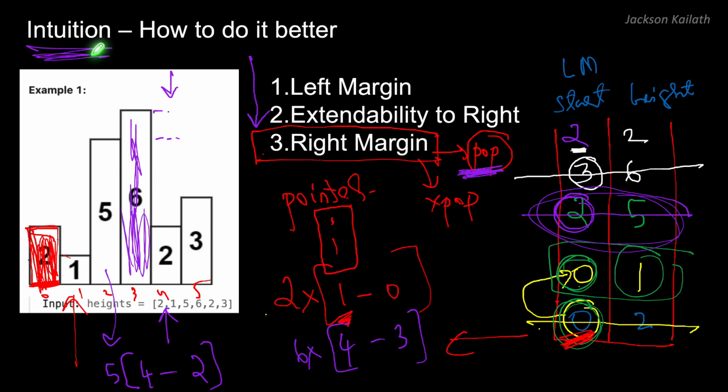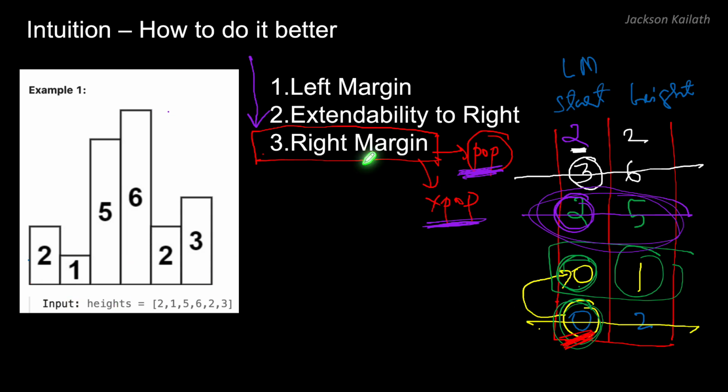Now we just have one more aspect left as part of the intuition, and then we'll have a detailed walkthrough where we will stitch all these intuitions together to come at the optimal approach for solving this question. So let's talk about this. What would be the right margin when we don't pop? Let me make some space over here. All right. First of all, in what scenario will we not pop?